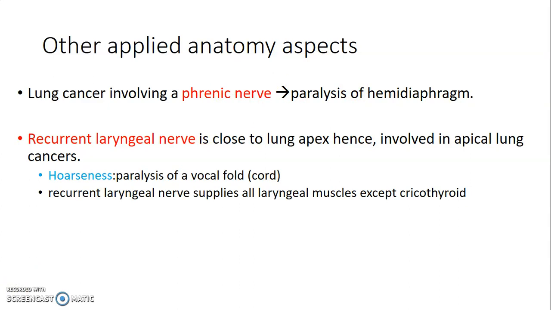The recurrent laryngeal nerve is very close to the apex of the lung. So when you have cancer of the apices of the lung, it can involve this nerve. And remember, this nerve innervates all the muscles of the larynx except the cricothyroid muscle. So if the nerve is involved, it will lead to hoarseness of voice because your vocal cords will be paralyzed. These laryngeal muscles help to move the vocal cords. If the nerve is involved, there will be hoarseness of voice.